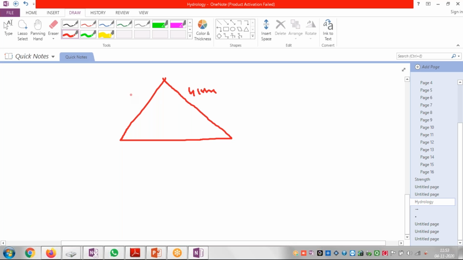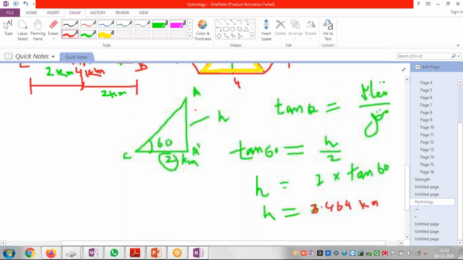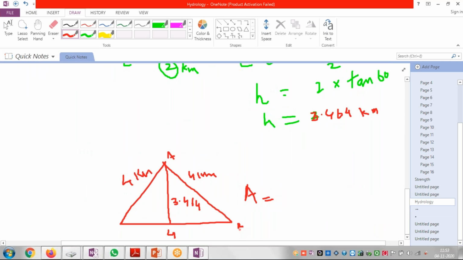If I know this is my triangle, this side is 4 kilometer, this is also 4 kilometer, this is also 4 kilometer, and I also know the height is 3.464. So I will know what the area of the triangle will be. This is my A, this is my B, this is my C. So the area of triangle ABC will be how much?